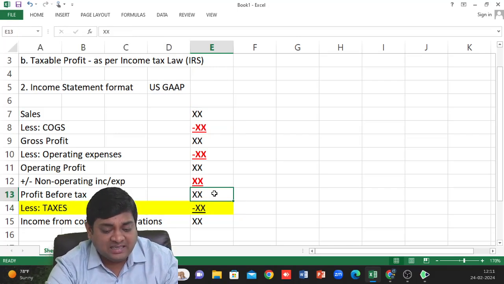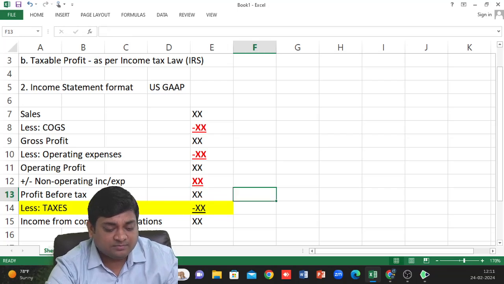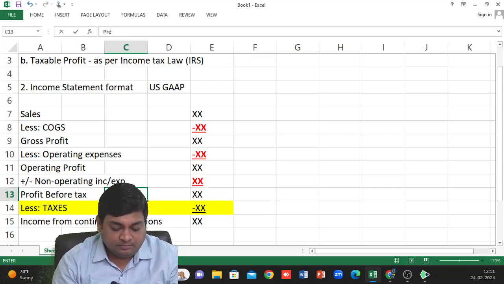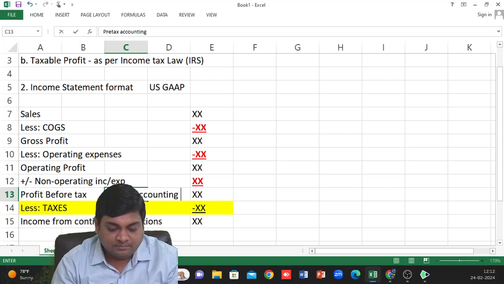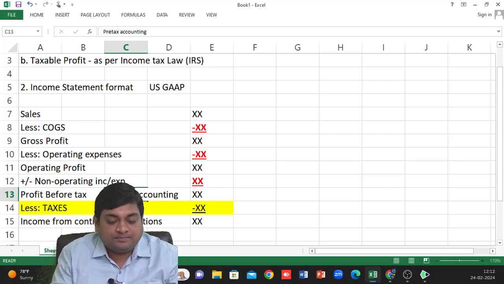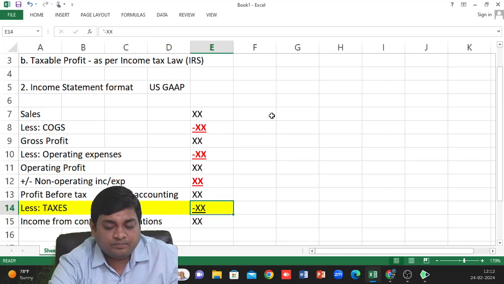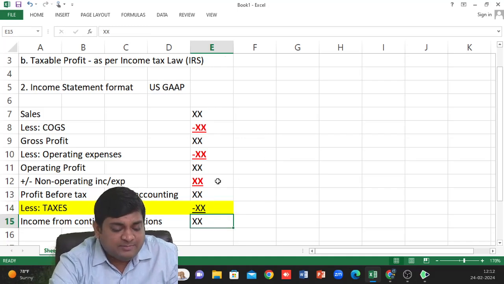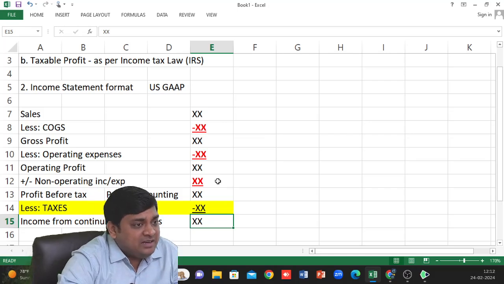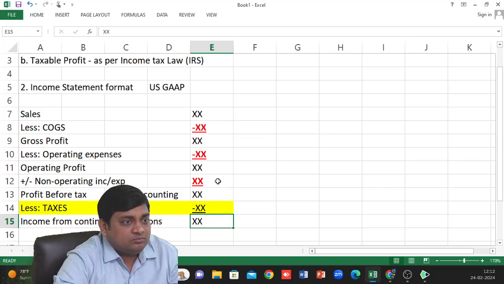This is pre-tax accounting profit. What is it? Pre-tax accounting profit. Right? So there are so many expenses which may not be considered by income tax law, either on a permanent basis or on a temporary basis.